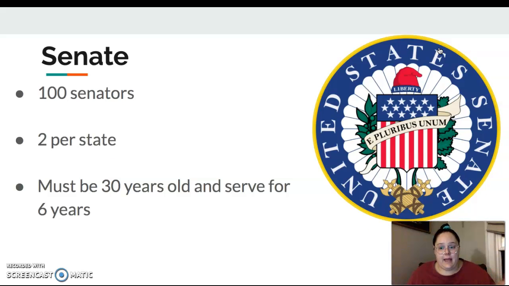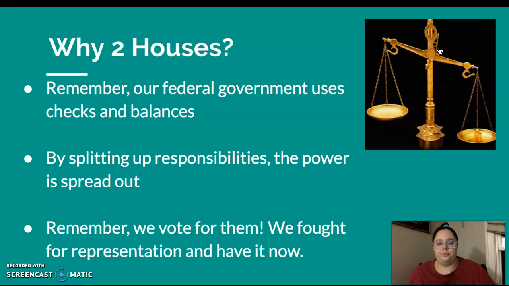The Senate has 100 senators, and there are 2 per state. It doesn't matter how big the state is or how many people are there, every single state has 2 senators. And senators must be 30, and they serve for 6 years.